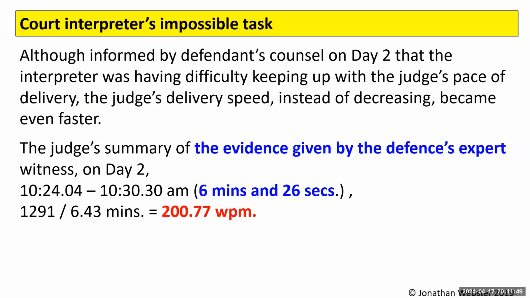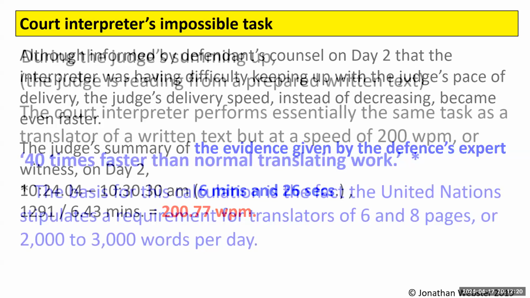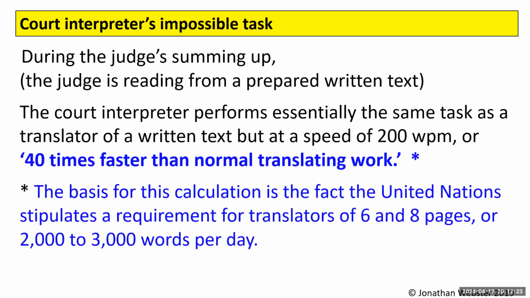Within that 6 minutes, the judge was talking about the evidence that was given by the defense's own expert witness. That part of the evidence that would be favorable, and it's at that point the judge speeds up. To a point that it would almost be, we said, 40 times faster than normal translating work. 40 times faster, the expectation for the interpreter in this case.